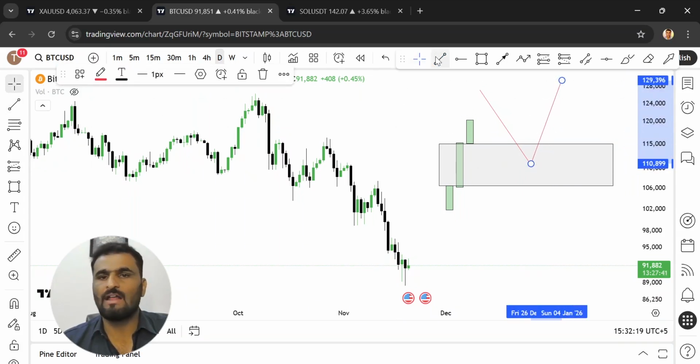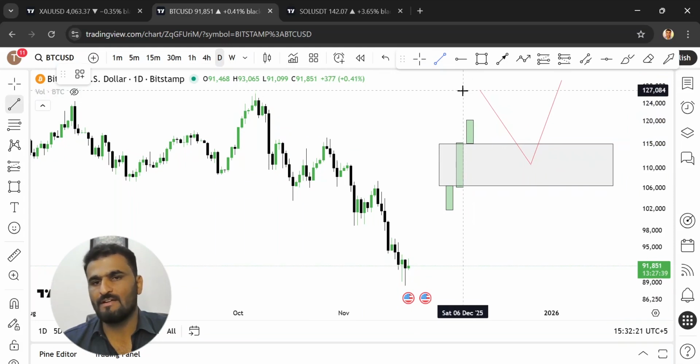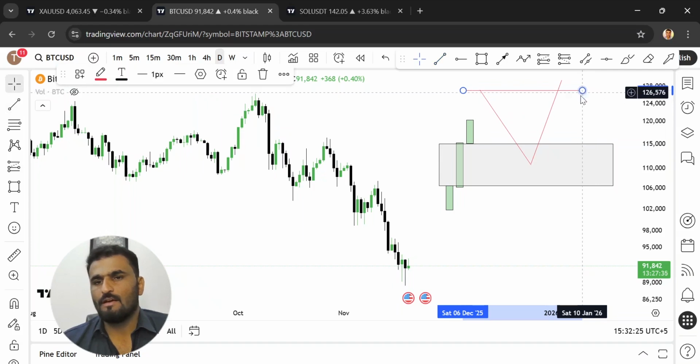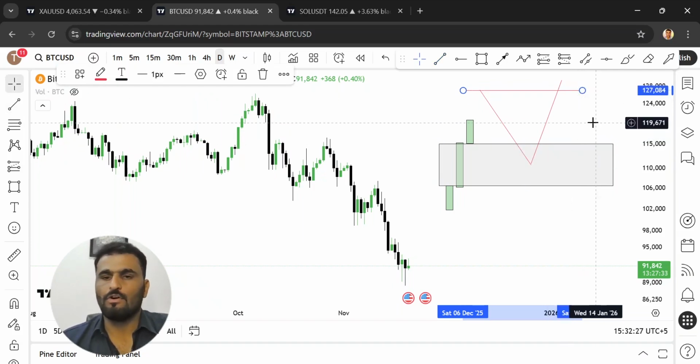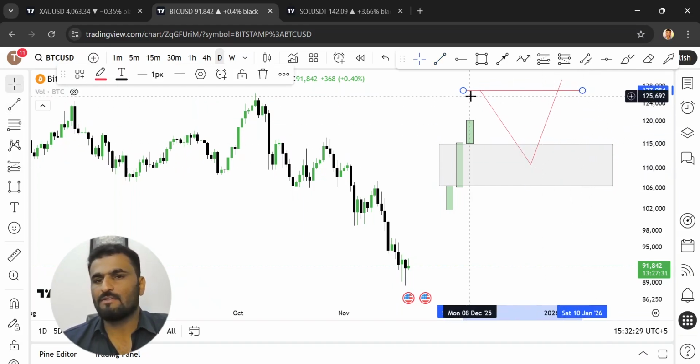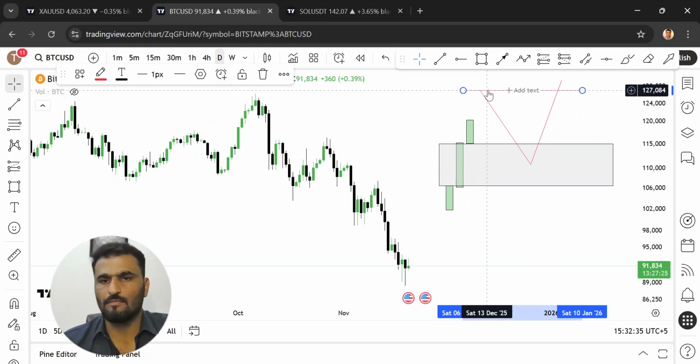Now there is one more thing which needs to be clear, and that is our take profit, where you will put your TP. Your take profit would be at the previous high. For example, if the market was moving upward from here on the bullish side, this is our high, right?